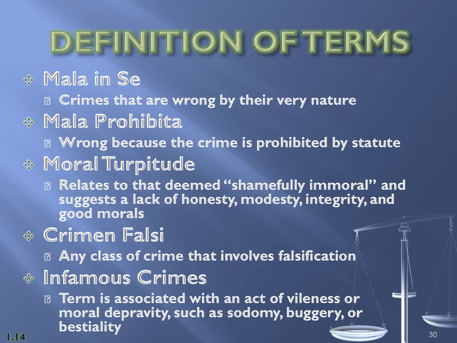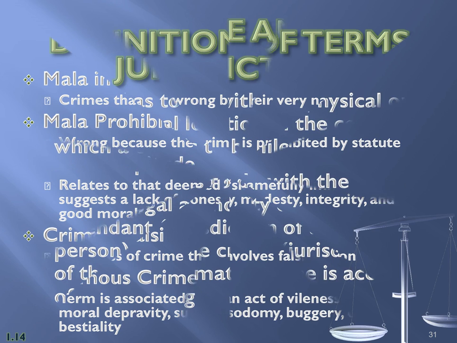So some terms that you'll see, some definitions. Hopefully you did the terminology sheet because, again, that'll help you. Mala in se, crimes that are wrong by their very nature. Mala prohibita, wrong because the crime is prohibited by statute or written law, right? Moral turpitude relates to that deemed shamefully immoral, suggests a lack of honesty, modesty, integrity, good morals. Crimen falsi, any class of crime that involves falsification. Infamous crimes, term associated with an act of vileness or moral depravity, such as sodomy or bestiality or something like that.